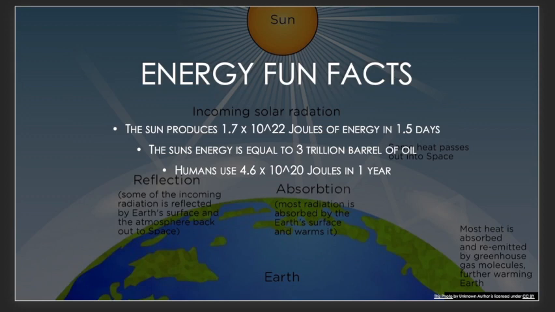Energy fun facts. The sun produces 1.7 times 10 to the 22nd joules of energy in 1.5 days. The sun's energy is equal to 3 trillion barrels of oil. Humans use 4.6 times 10 to the 20th joules in 1 year.